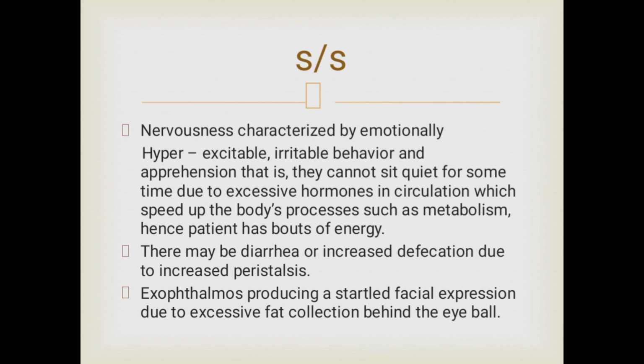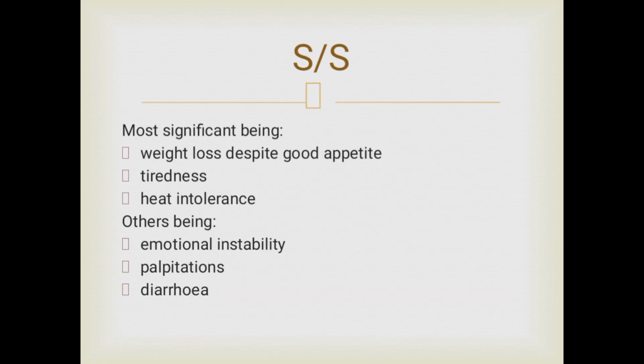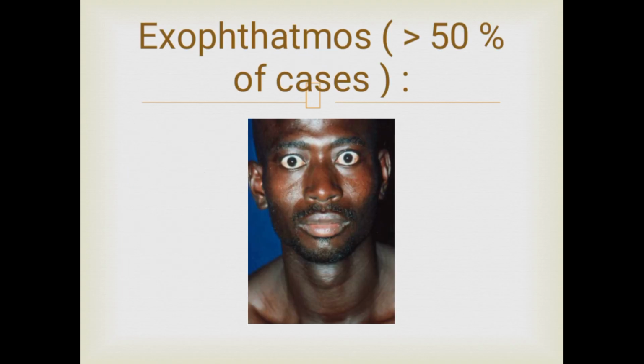So you find to say there will be a lot of fat that will be collected behind the eyeball, that will lead to exophthalmos, where there will be protrusion of the eyeball outside. Those are the signs and symptoms that may be presented. Some may be weight loss, tiredness, emotional instability, palpitations. So this is the exophthalmos.